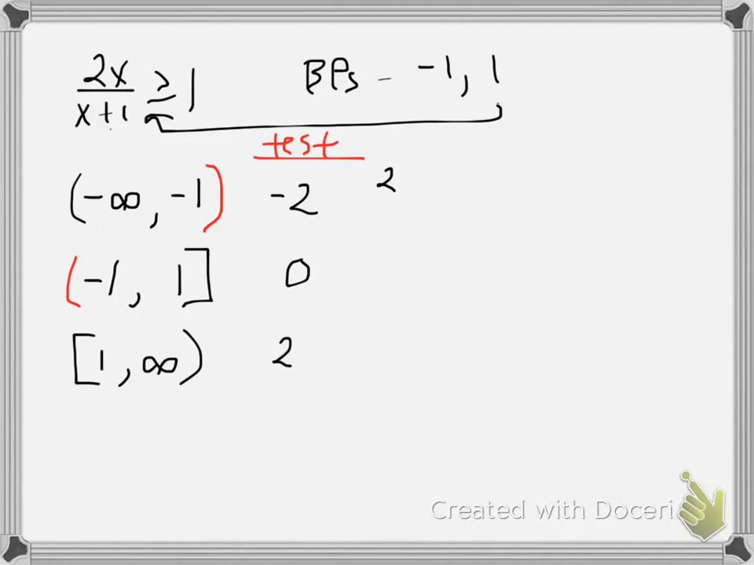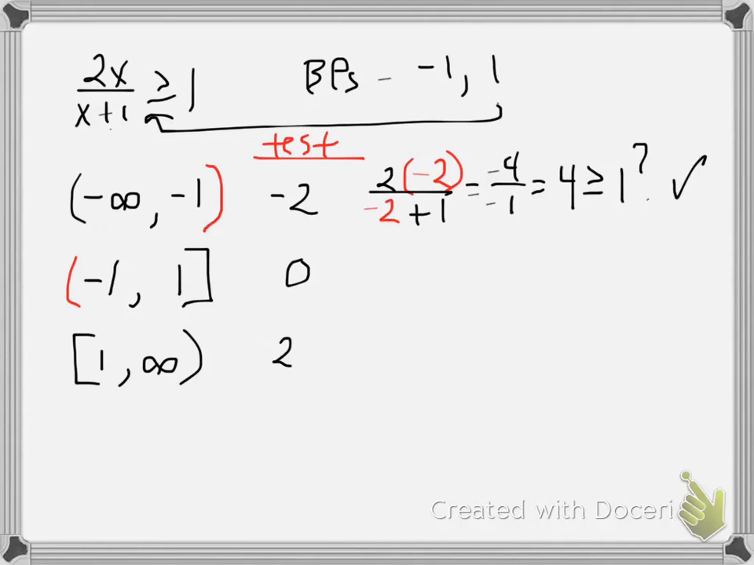So I have 2, and I'll put what we're plugging in red. 2 times -2 all over -2 plus 1. Oops, I should write that in black. So what does this give us? This gives us -4 over -1, which is just 4. Is 4 greater than or equal to 1? Hopefully you're all saying, well, yes, 4 is more than 1.